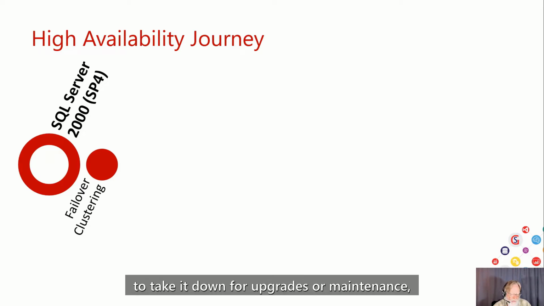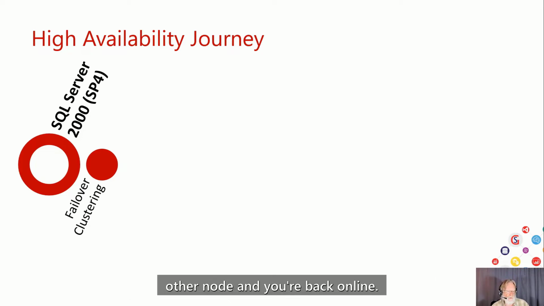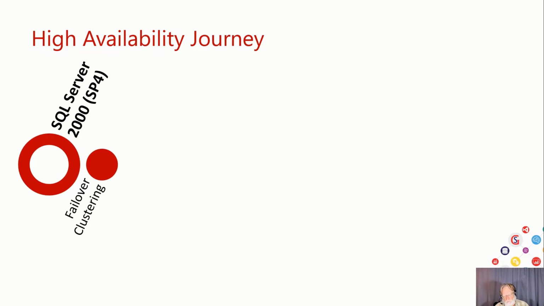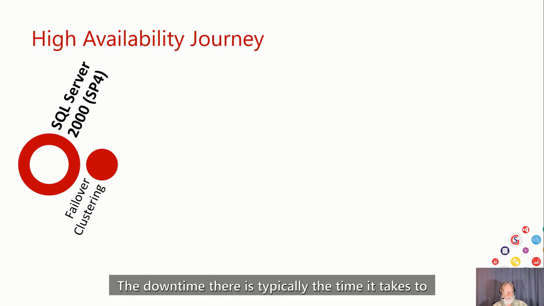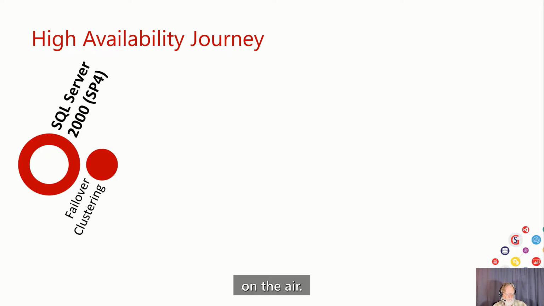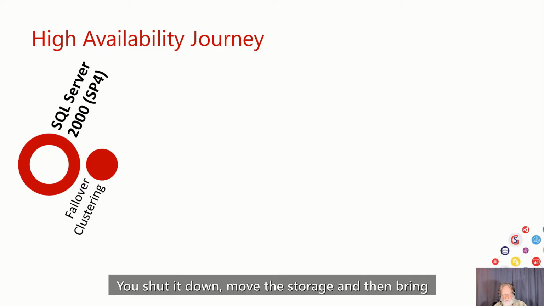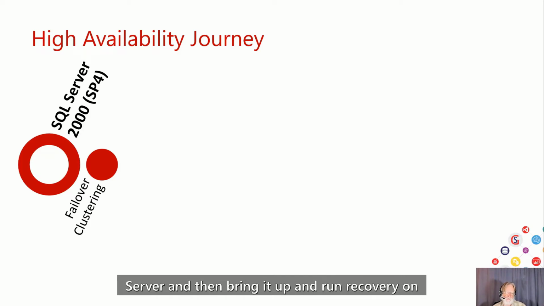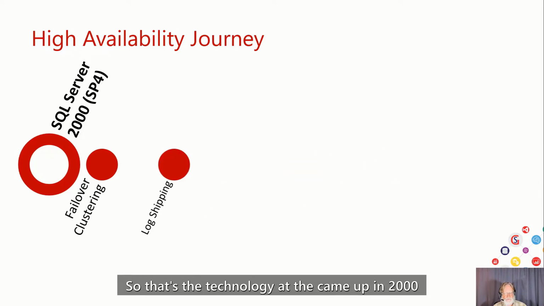So if one server goes down, or if you have to take it down for upgrades or maintenance, whatever, you just fail over the SQL instance to the other node and you're back online, even while the other node may be down for maintenance or whatever. The downtime there is typically the time it takes to start SQL Server up and get everything recovered and up and on the air. So for a failover cluster, SQL is running on one node, you shut it down, move the storage, and then bring SQL back up on the other side. So it's the time it takes to shut down SQL Server and then bring it up and run recovery on all the databases. So that's the technology that came up in 2000 SP4.